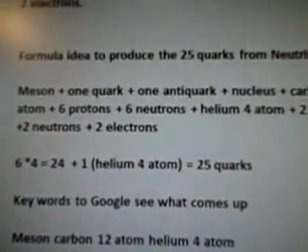So the formula idea to produce the 25 quarks from neutrinos. There's the formula idea there.